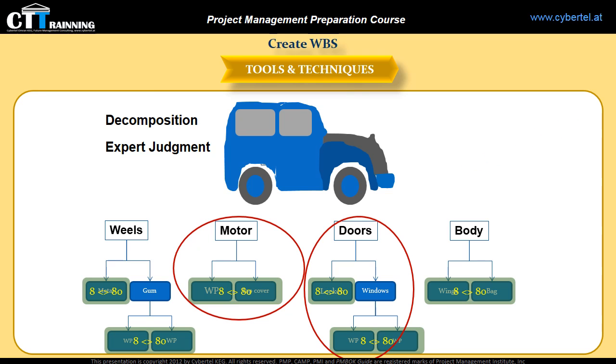What about the 100% rule? The 100% rule means that the WBS contains 100% of the project scope and contains all deliverables and the project work, including the project management work. Let's move to the output.